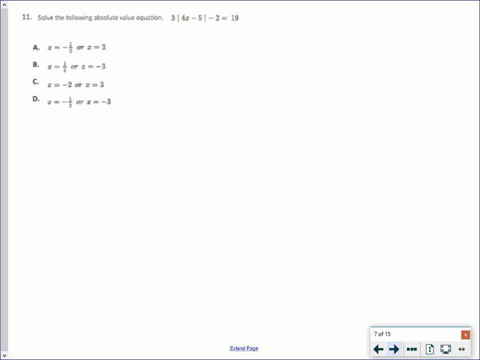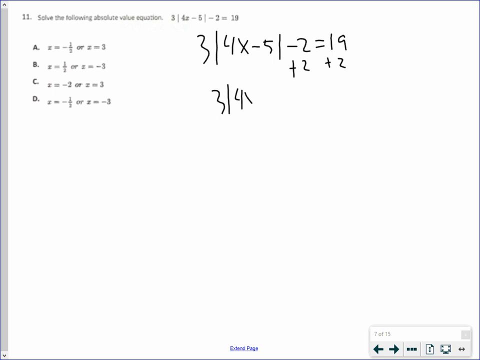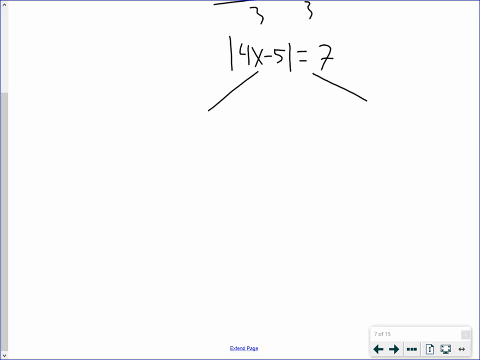11, we're asked to solve the following absolute value equation. 3 times the absolute value of 4x minus 5, minus 2 equals 19. Same thing as before, we need to isolate the absolute value sign. Add 2 to both sides. 3 times the absolute value of 4x minus 5 equals 21. Divide by 3 on both sides. Absolute value of 4x minus 5 equals 7. And like we said before, there are going to be 2 scenarios, 2 cases: when 4x minus 5 is positive, so 4x minus 5 equals 7, and when 4x minus 5 is negative.